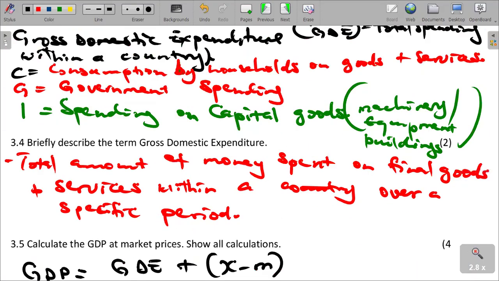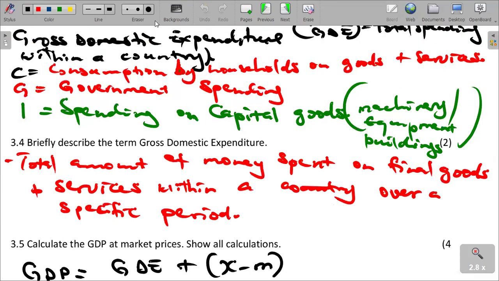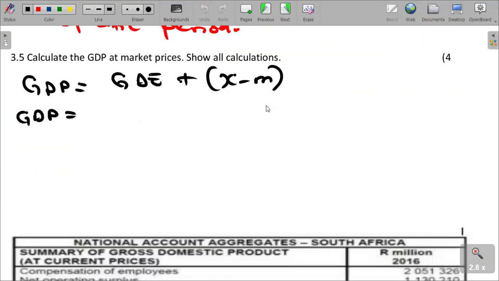When you go back to our table, we say that gross domestic expenditure is 360,000. It is given in this case, which is according to the formula that we have said. So gross domestic expenditure is 360,000, plus exports minus imports.